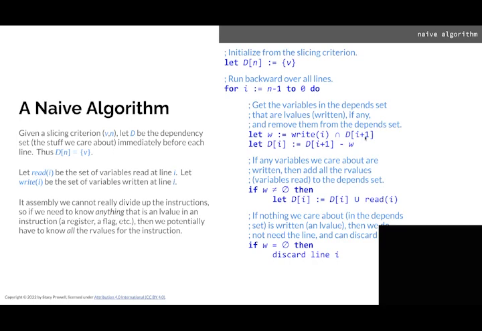I figure out the ones that are written. I intersect that with the dependency set, so the ones that I care about that are written go in W. I subtract those from the dependency set to get the new dependency set. Then down below, if W was not null, I add the ones that are read back to the dependency set. Let me put some of the ones I discarded back in that set. If it is null, I can discard the line. And that's my algorithm. And I just walk backwards doing that.